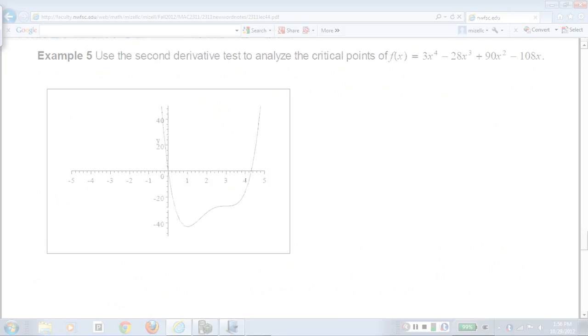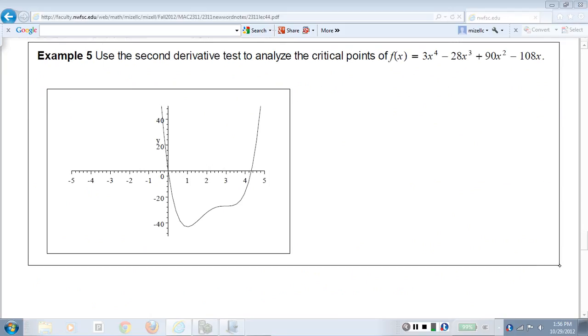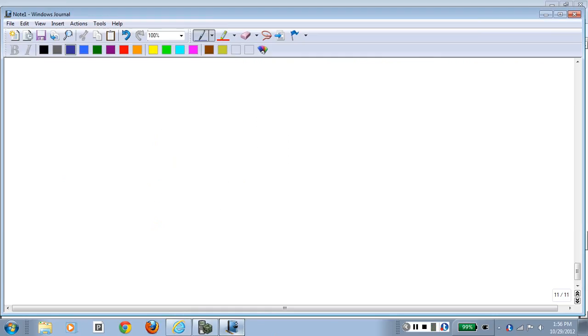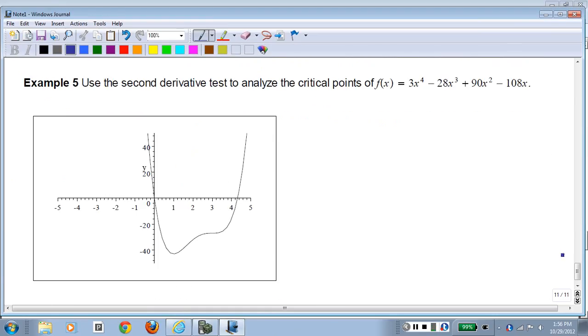Use the second derivative test to analyze critical points. Basically, we're going to use the second derivative test to analyze the first order critical numbers. We're not worried about concavity here. We spent the whole first 45 minutes, no, longer than that. It was an hour. It doesn't seem nearly as long to me as it does to you. So the first hour and 10 minutes talking about concavity. But now we're just talking about first order critical numbers, so zeros of the first derivative. So we don't need the second derivative yet.